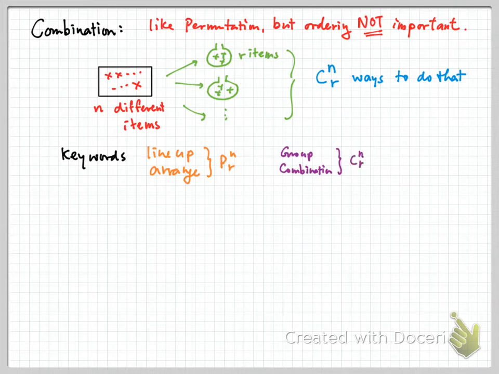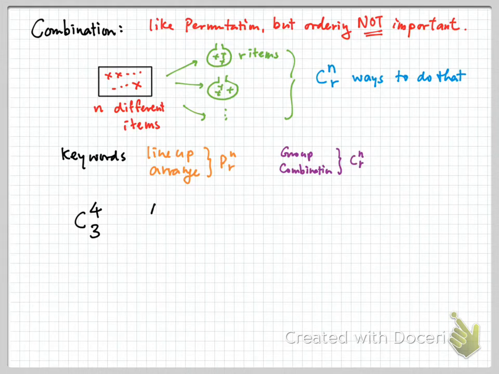When you use NCR, the ordering within the group is not important. So you just put them in the bag and shake it. So it's just the same. The ordering is not important. So there are now NCR ways to do that. For example, we investigate what is 4C3? What is the meaning of 4C3?